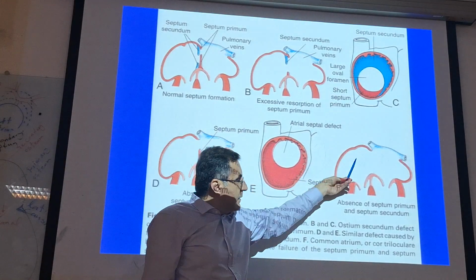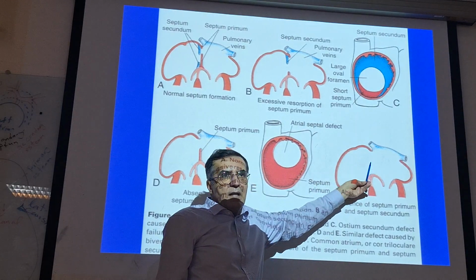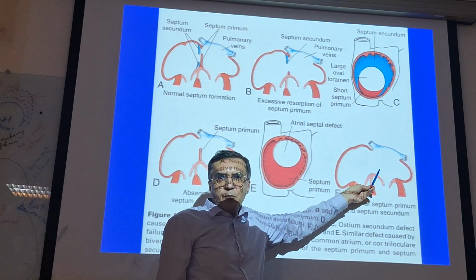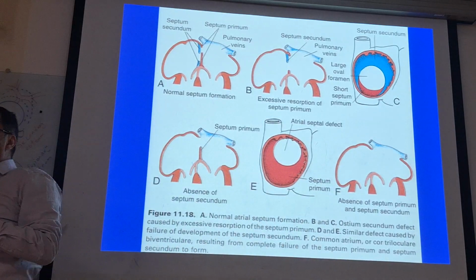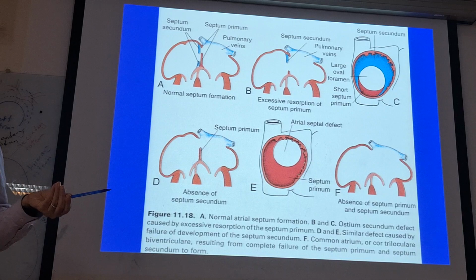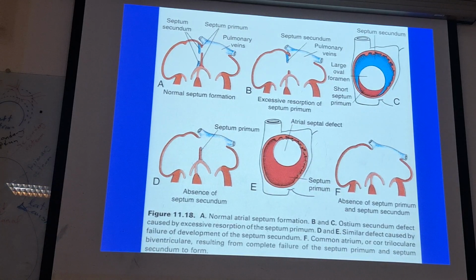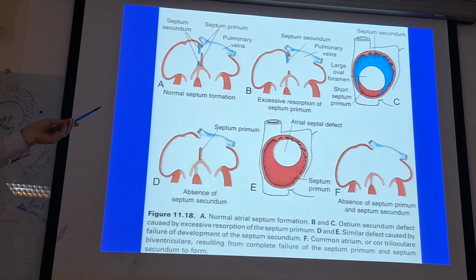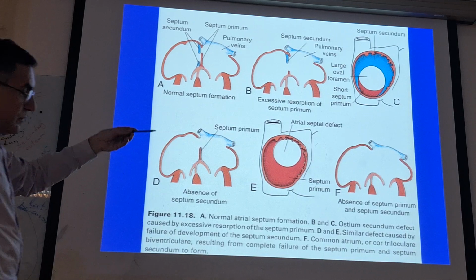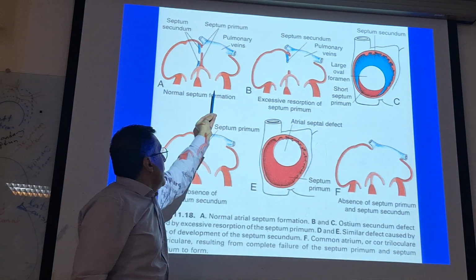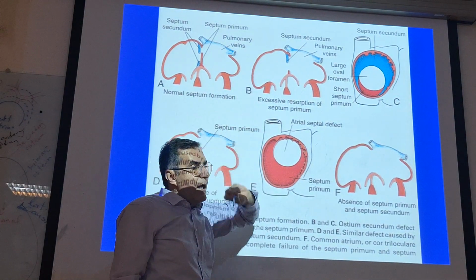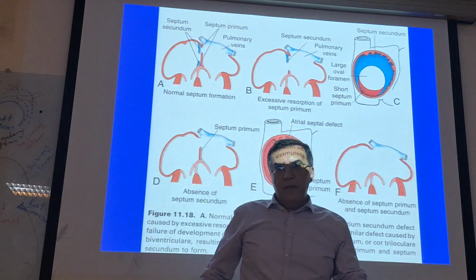And this one is a severe abnormality. Neither the septum primum nor the septum secundum is formed. In this case, we have a common atrium. What will happen in this case? Usually most of them die. This one, but this one and this one may survive and need surgery to repair.